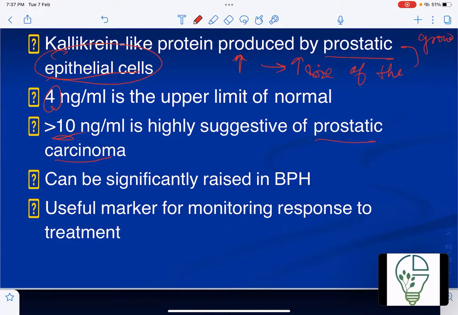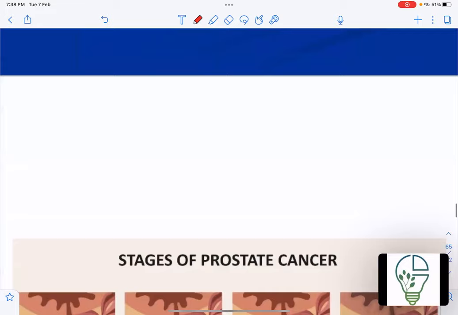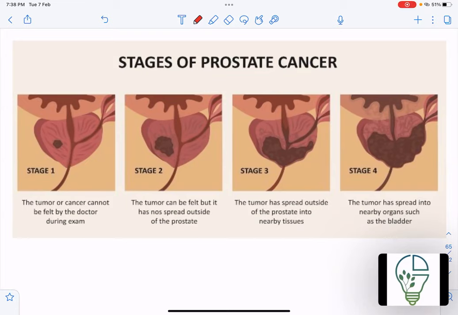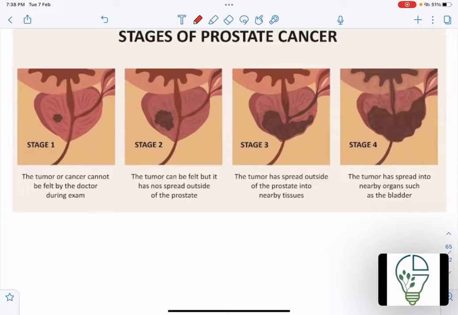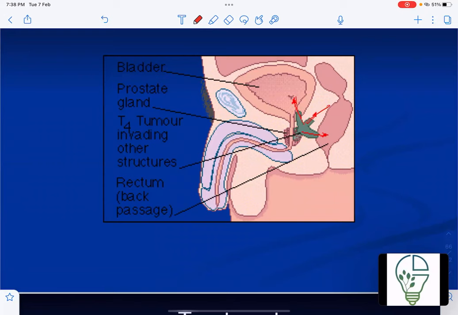This is a clear picture for staging. There's another image that is clearer here. Stage 1 is basically we cannot feel it. We can do a physical examination, a rectal examination, and we won't be able to feel it. Stage 2, we can feel it. Like I said, it's an irregular, hard, nodule-like thing. Stage 3, it has most likely spread to nearby tissues. Stage 4, it could go to other organs, like the bladder, etc. All right? So this is the staging. And this is how it spreads, right? Bladder, upward, behind, etc.